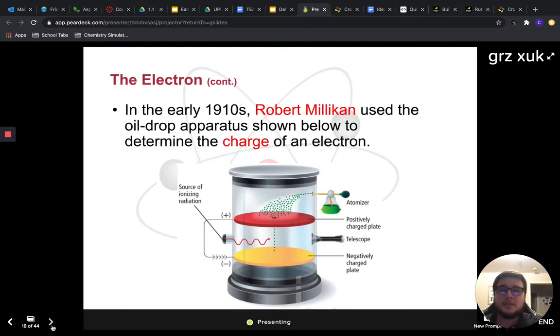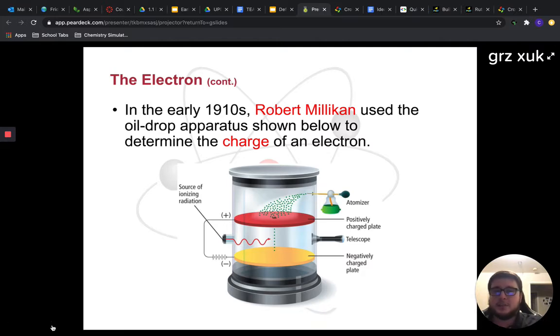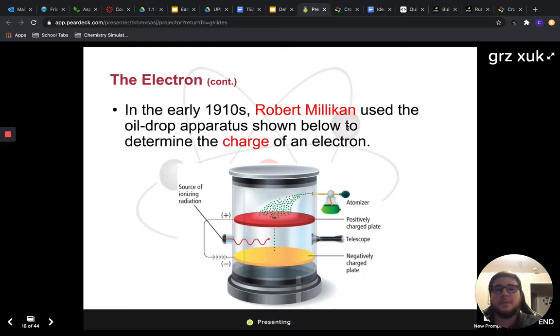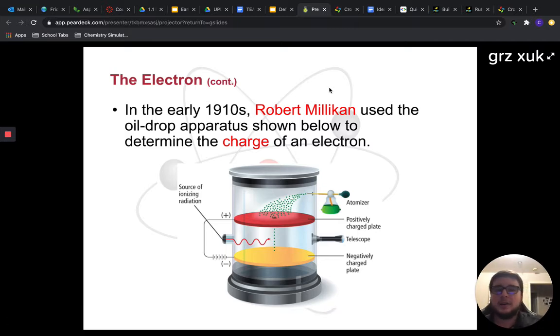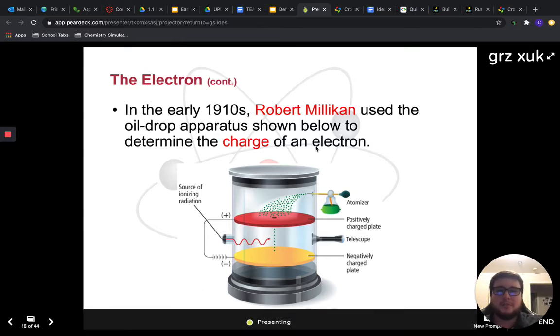So the next discovery, remember JJ Thomson has discovered the electron, but Robert Millikan was able to tell us a little bit more information about that electron. So in the early 1910s, Robert Millikan uses this oil drop apparatus or setup to determine what the charge of an electron is. So the way this works is you've got like this almost little perfume bottle, and you squeeze that bulb, and it just shoots out little tiny droplets of liquid. And he used oil for this.